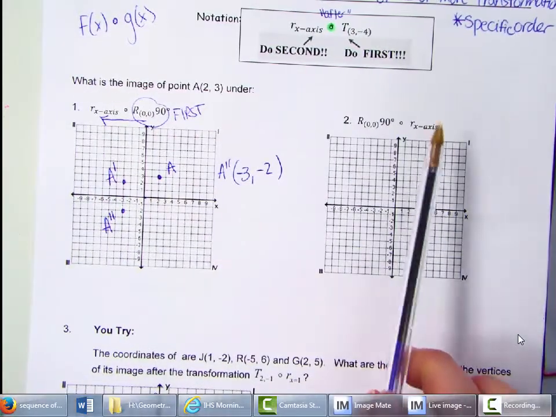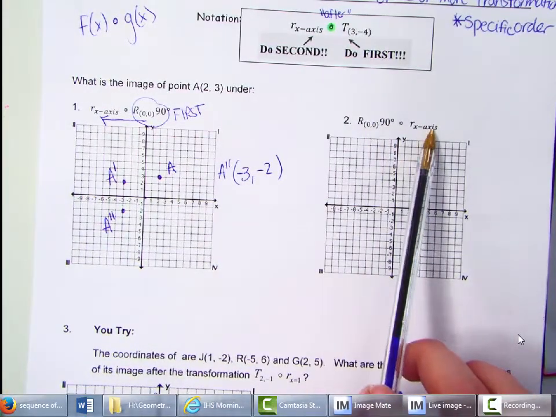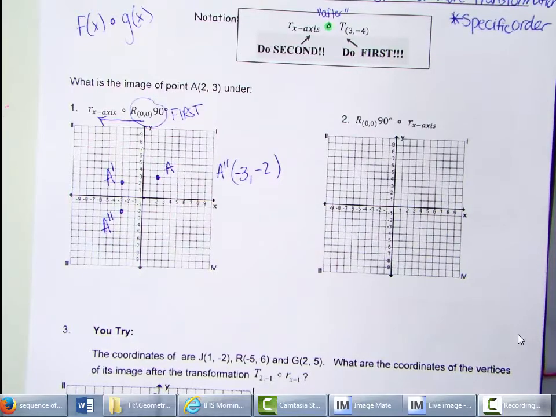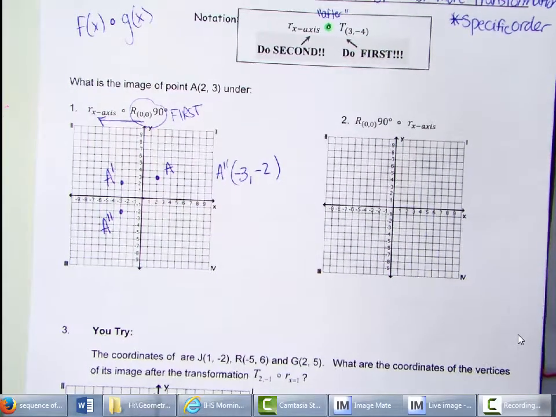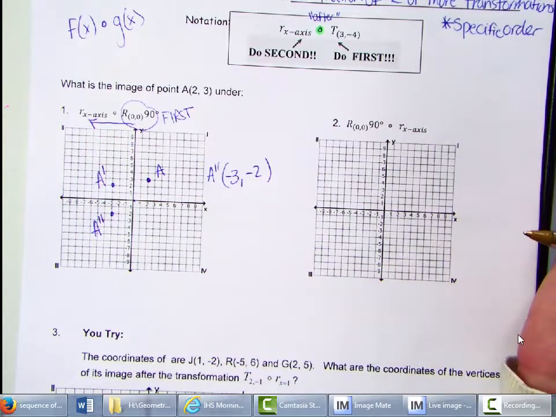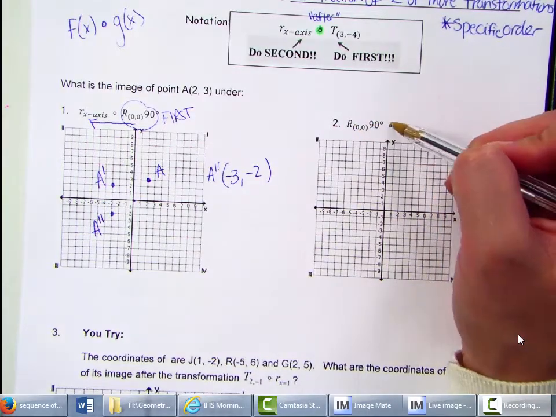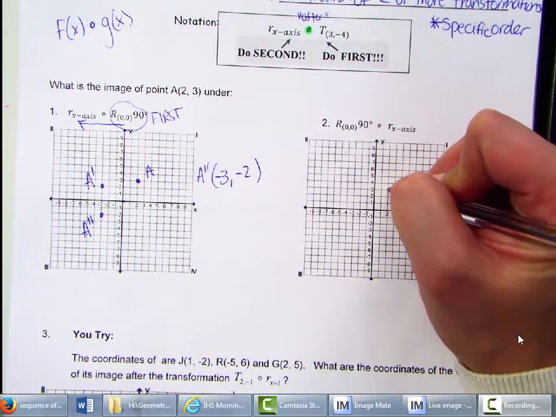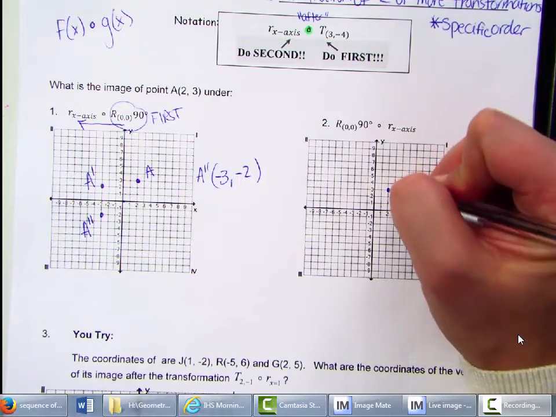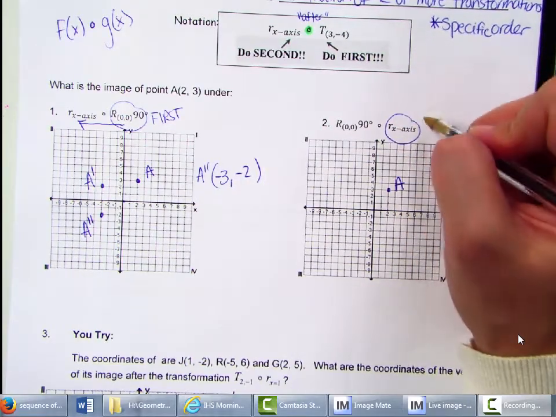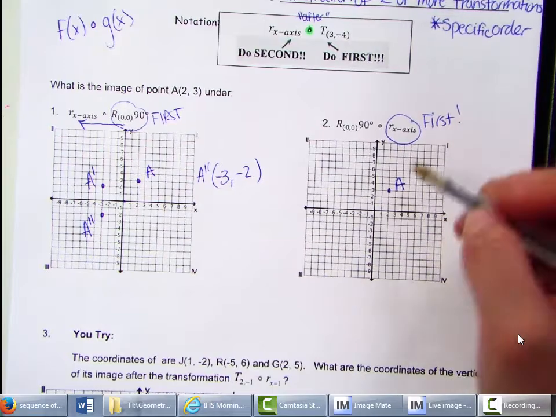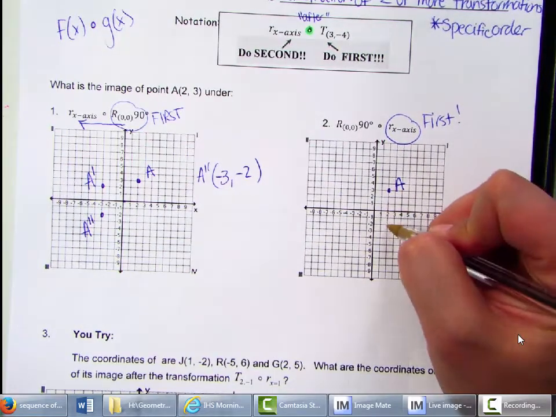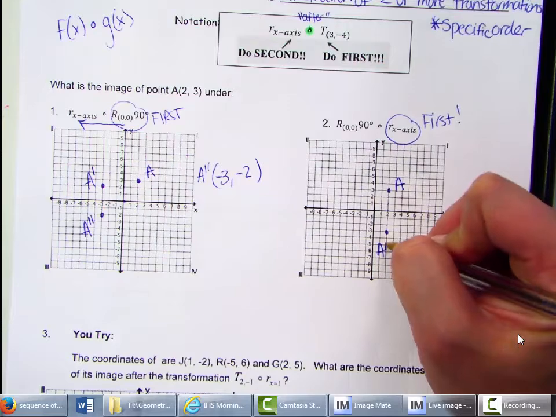Now we're going to do it in reverse, the other way, and see if the order really does matter. Maybe it comes out the same and we can just do it either way. So now we're going to check. We're going to rotate after we reflect. So plot the pre-image. Now we're going to reflect over the x-axis first. So 1, 2, 3, 1, 2, 3, that's A prime.